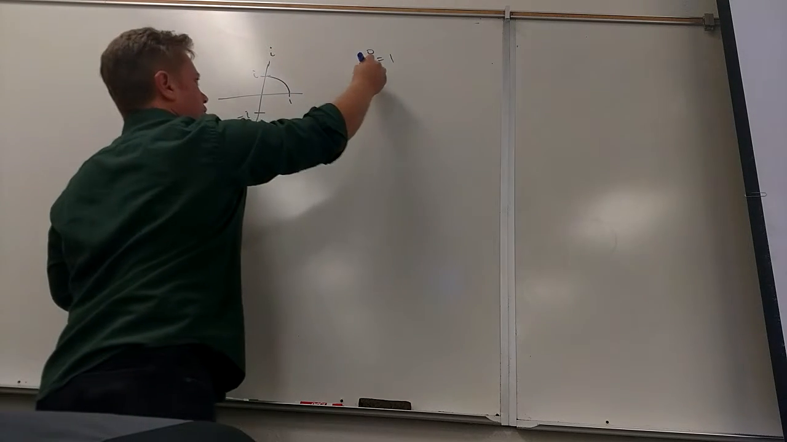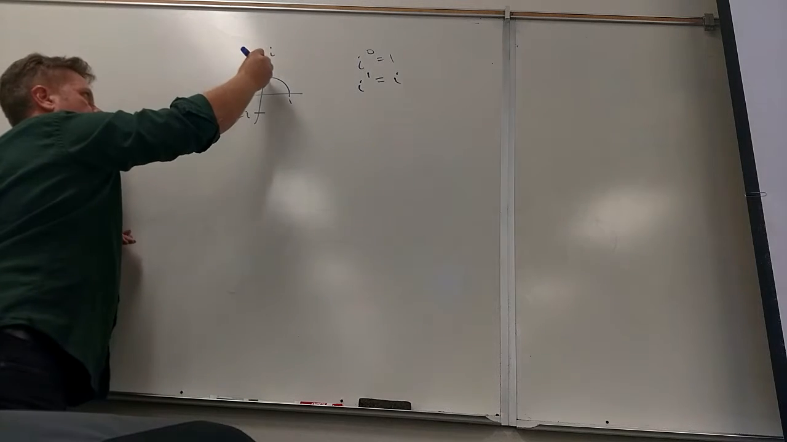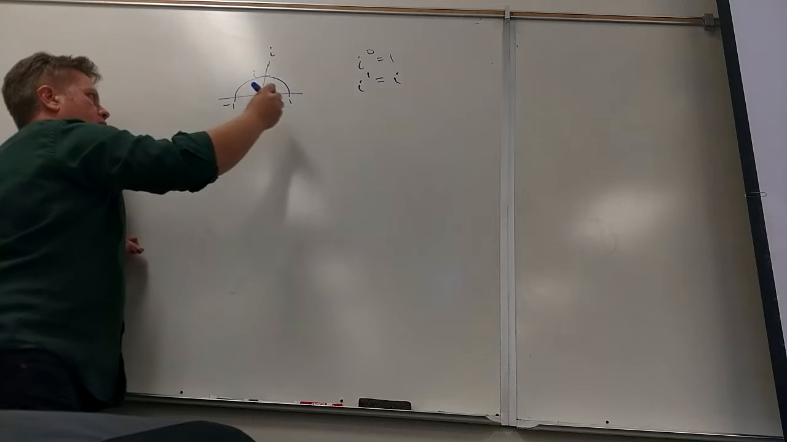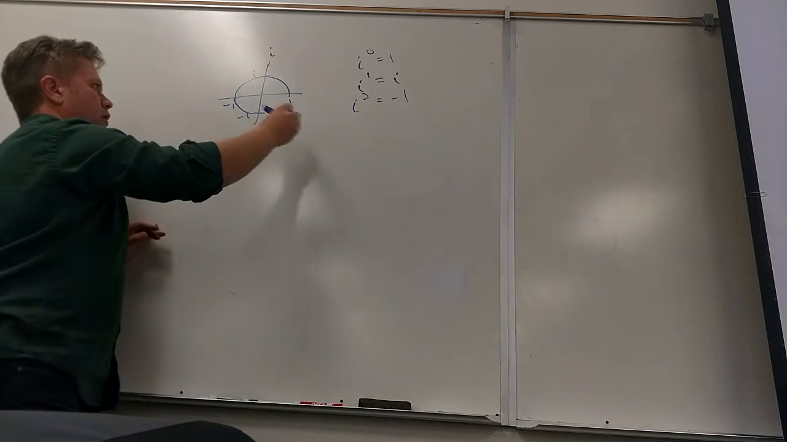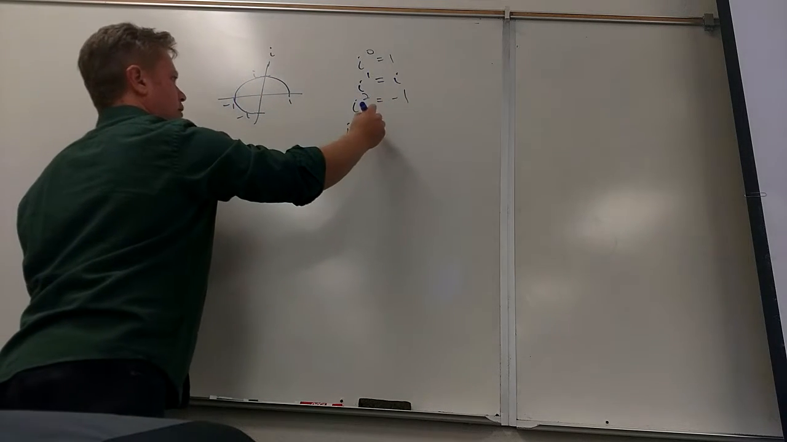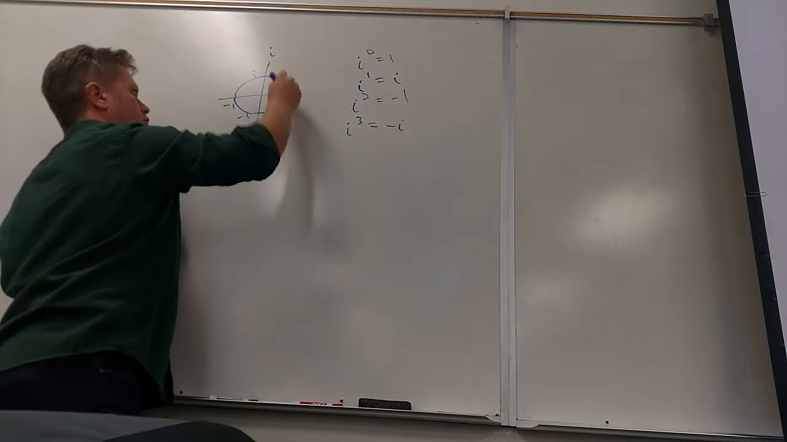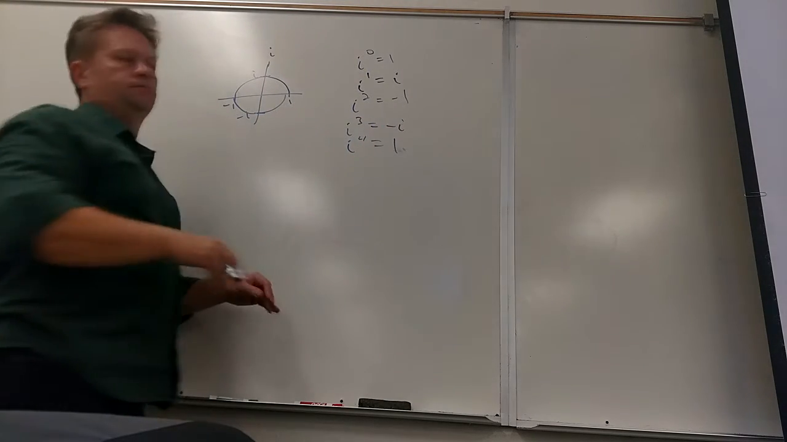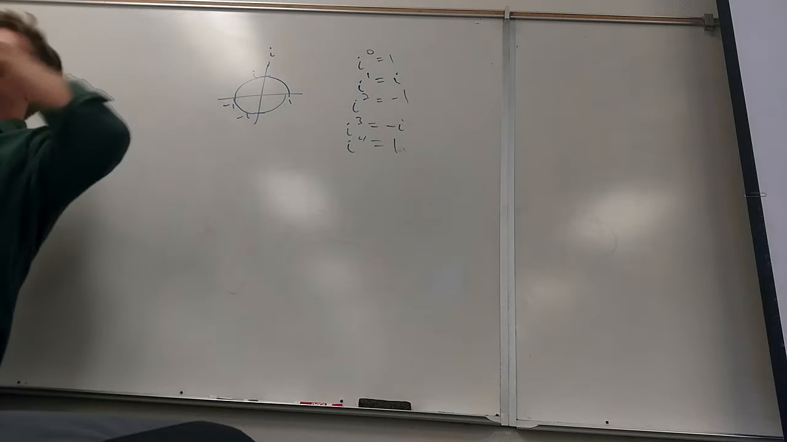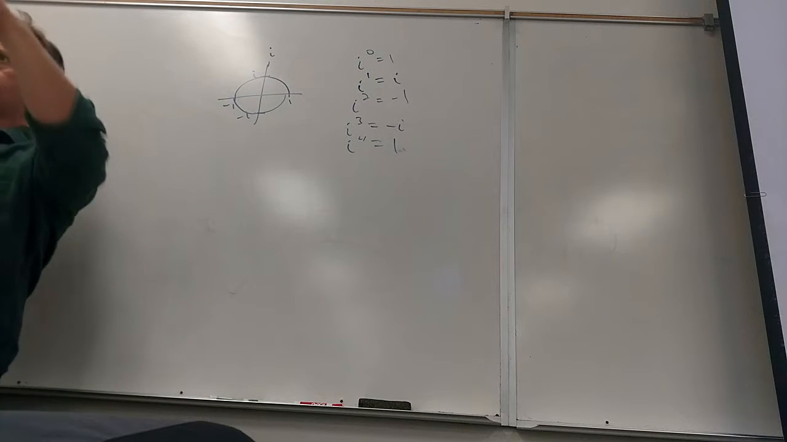So i to the first is i. Do another turn, you end up at negative 1. So i squared is negative 1. If you do another turn, you end up at negative i. So i cubed is negative i. If you do another turn, you end up at 1. So i to the fourth is 1. And then it repeats, because now you've turned all the way back to where you started.